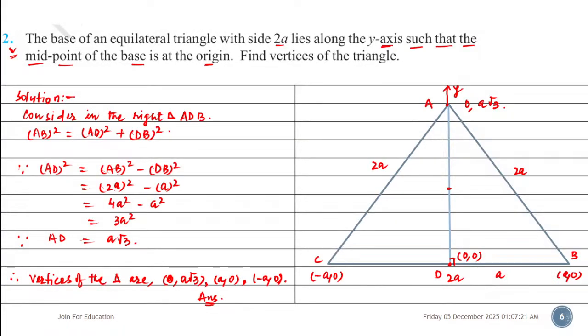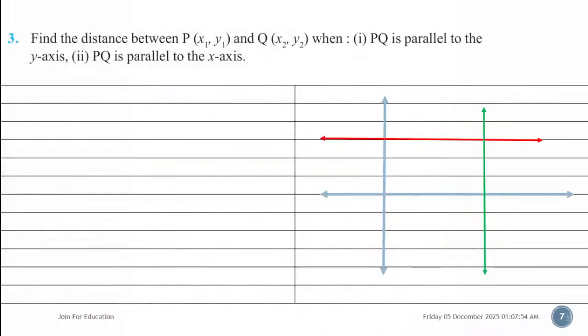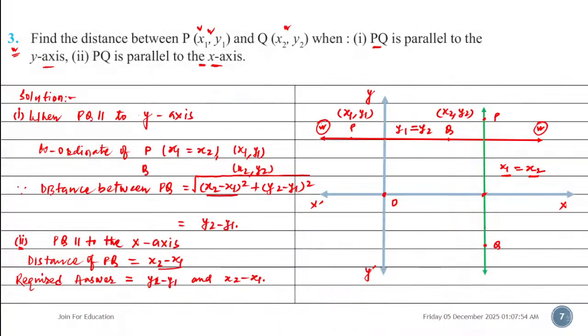This is the question number 2. The base of an equilateral triangle is given here and we are asked the vertices of the triangle. So we find out the coordinates of the vertices of the triangle ABC. This is the question number 3.